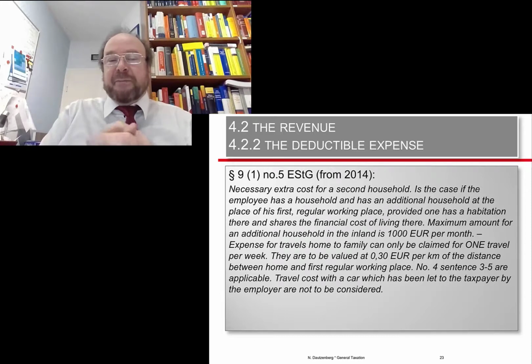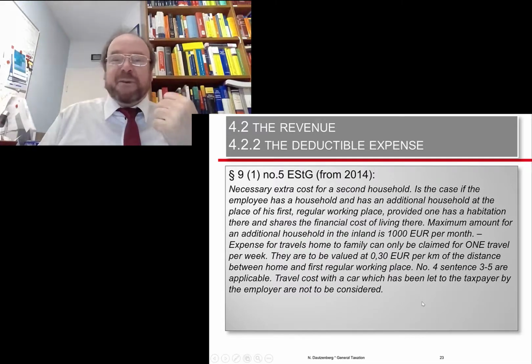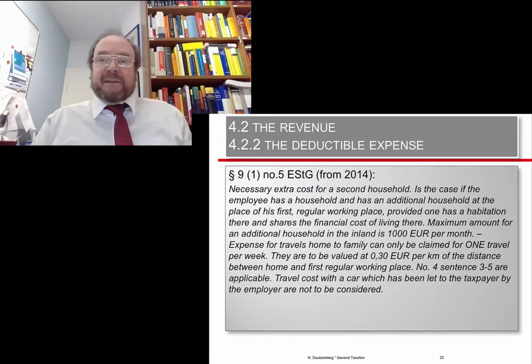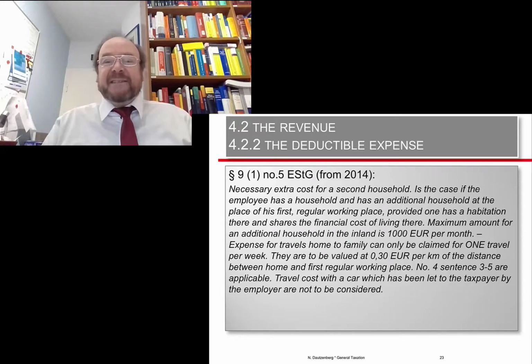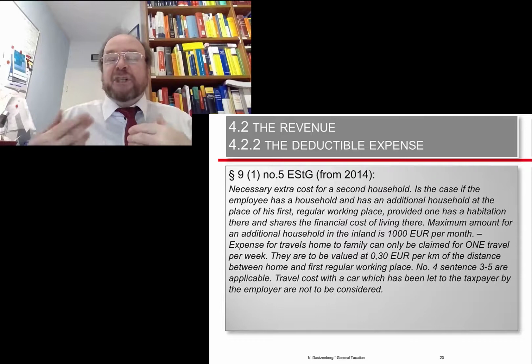inclinations. And so there is in 9.1 number 5 from 2014 onwards a standardized rule how the necessary extra costs for a second household can be calculated. The idea is, as there is always a certain aspect of private consume and a certain aspect of business related things mixed, the law says we just make a standardized assumption how much is the maximum which can be caused by income motives.